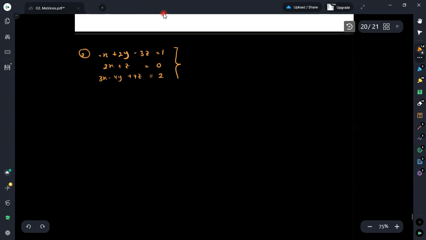If I try to realign this, first I will write the x variable. It is minus x, then plus 2y, and then minus 3z, equals 1. Then we have 2 times x, and here plus z. Since we do not have any y variable, I am keeping it as a blank. Then here it is 3x minus 4y plus 4z equals 2. This is how we can write down the equation.